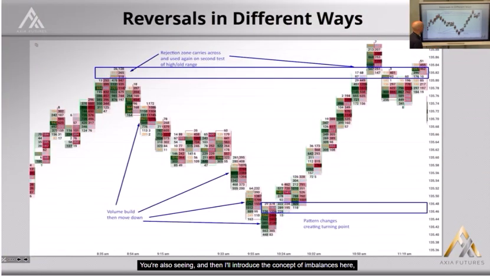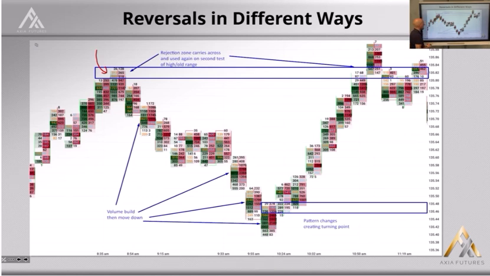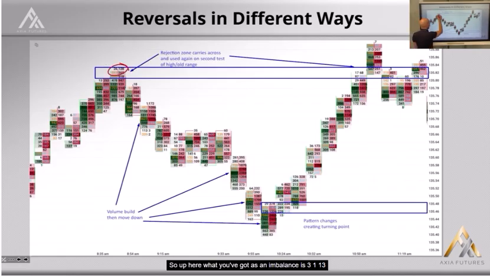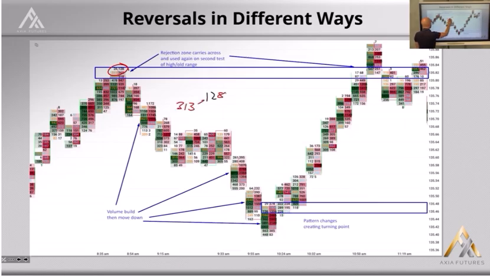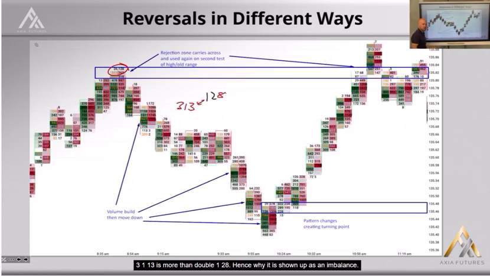What you're also seeing, and I'll introduce the concept of imbalances here, are the little orange numbers that you see, rather than the standard black. That is a point where you have an imbalance. Now, when you're looking at an imbalance, you're looking diagonally across the profile. So up here, what you've got as an imbalance is 313 versus 128 above. 313 is more than double 128, hence why it is showing up as an imbalance.